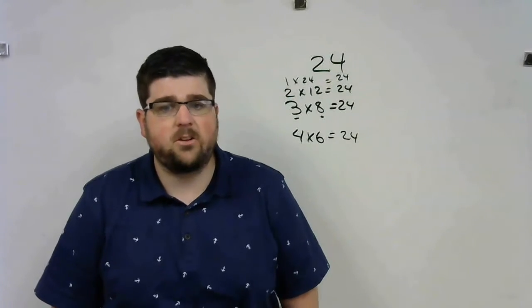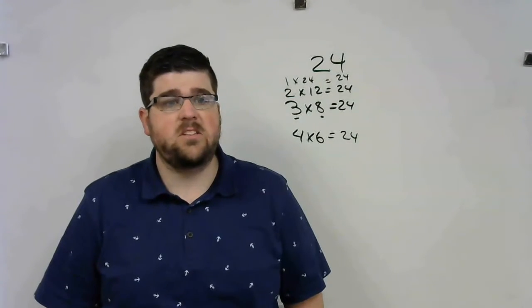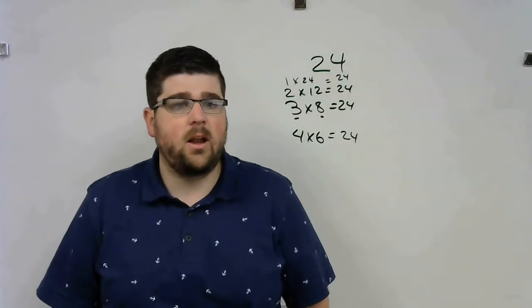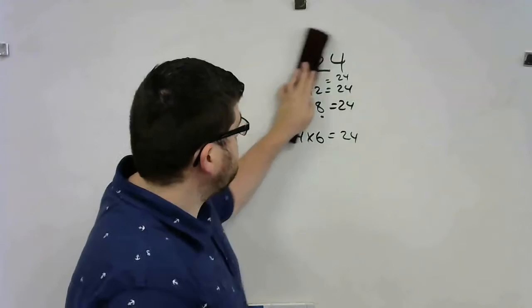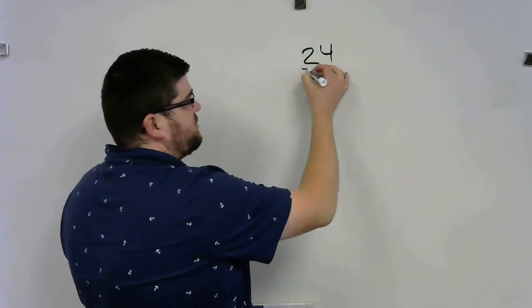So the thing with factors is that you have to be systematic. You've got to be very systematic to make sure that you've caught all of the factors and there aren't any factors out there that are lurking. Okay? So let me show you how I would do that with 24. And you already know where I'm headed with this.